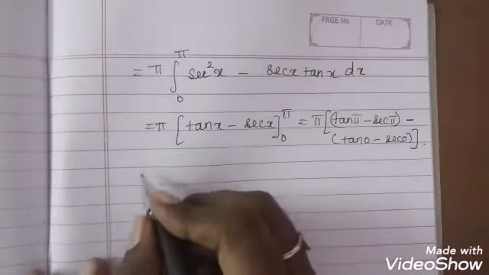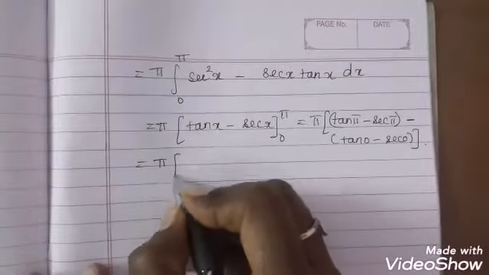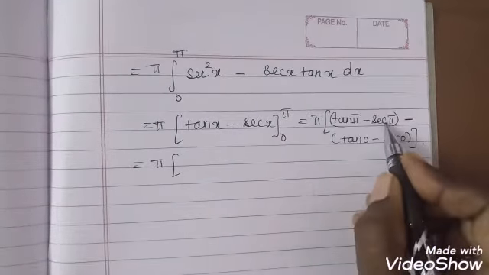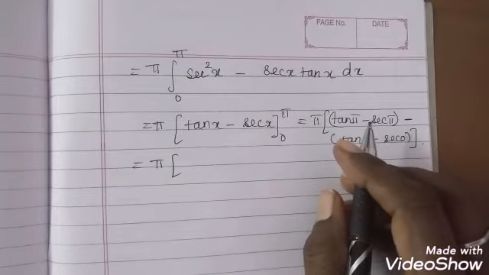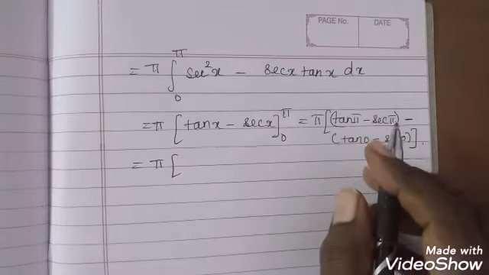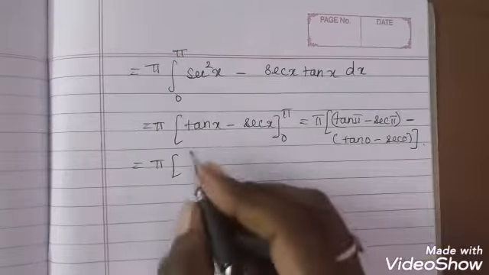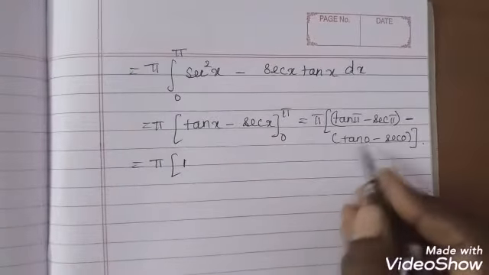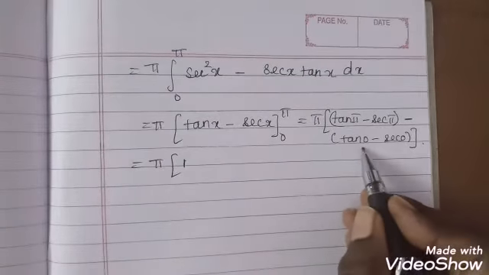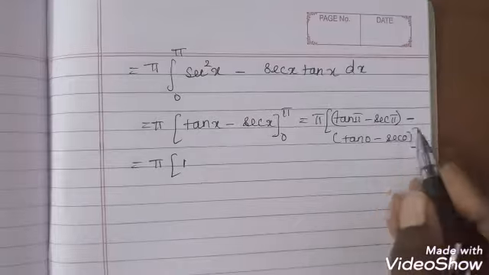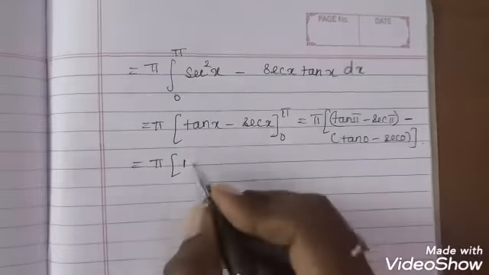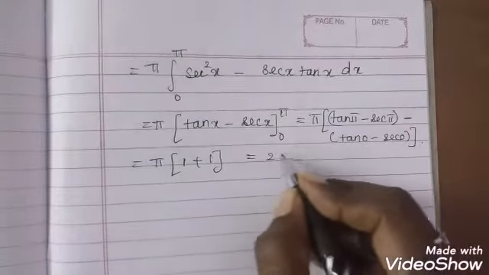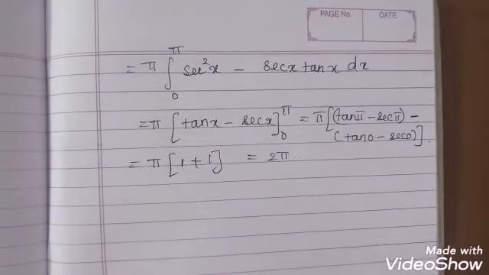So we'll see what you get here. It is equal to pi into, what is tan pi? It is 0 minus secant pi. What is cos pi? It is equal to minus 1. So what is secant pi? It also will be equal to minus 1. Minus into minus you will have it as plus, minus the lower limit. So what is tan 0? It is nothing but 0. Minus of minus is nothing but plus here. What is your secant 0? That is also equal to 1. So what is the answer you get here? It is equal to 2 pi.